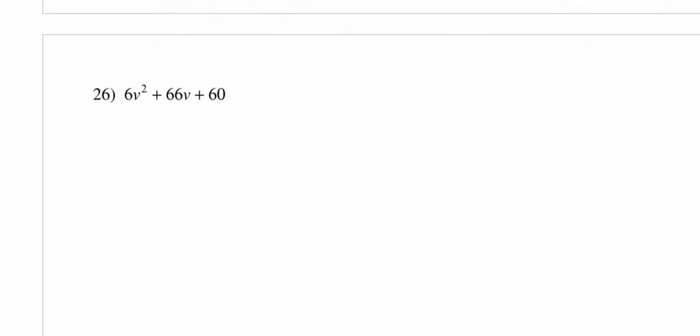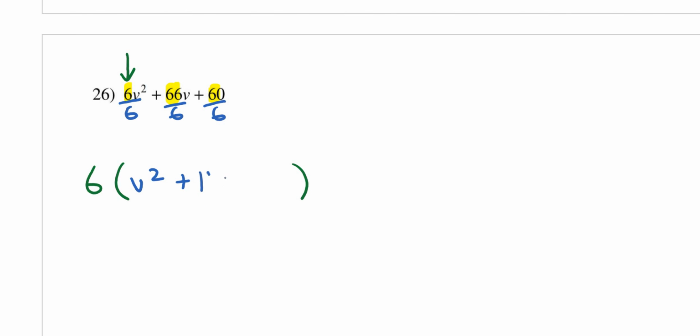All right, let's go on to the final question here, number 26. So once again, the leading coefficient is no longer a 1. And most of the time with these problems, 90% of the time, that first number, which is the leading coefficient of 6, that's usually going to be your greatest common factor. And then that means you can divide everything by the 6 now. So that'll give me a v squared plus 11v plus 10. Okay, so that's very similar to just dividing all the numbers by 6.